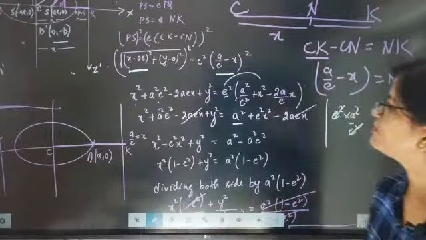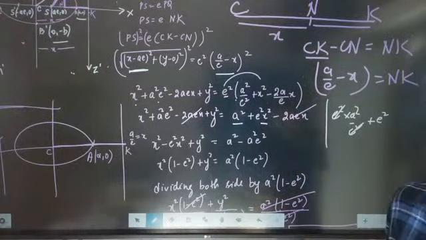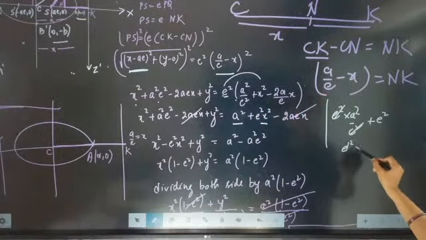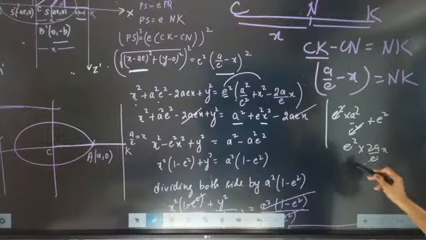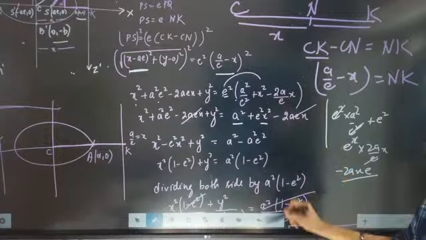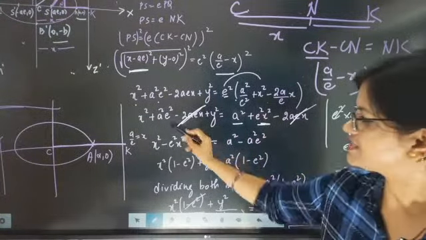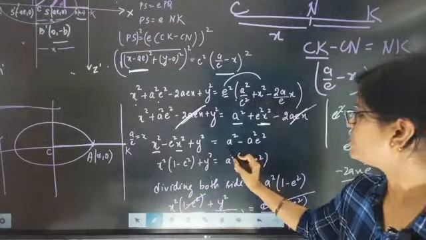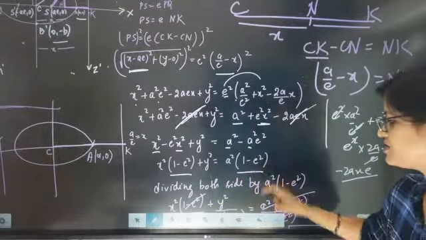So when e square multiplies, it becomes e square, and e square gets cancelled, a square will come, and then e square will multiply with x square. So e square x square came, then e square will multiply with this, that is e square into 2ae into x. So you got minus 2aex. Now this side both same, so cancelled, shifted x square part that side, took x square common. Now here we took a square common. Now both sides, 1 minus e square came.